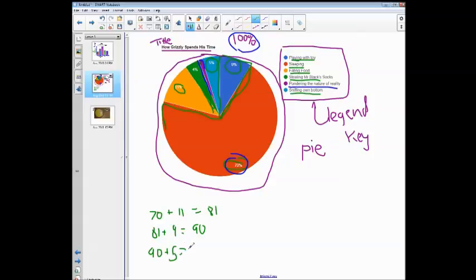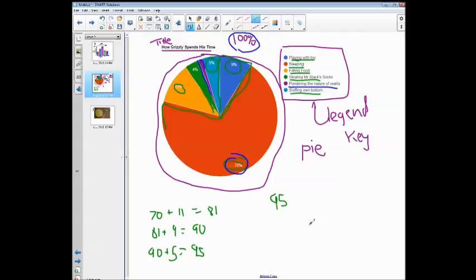That's 5. See, boys and girls, it's good to make mistakes. Mistakes are how we learn. 90. Look at this, I cannot talk and write at the same time. 90 plus 5, ladies and gentlemen, is 95. Not 94, 95. Okay, now we're up to 95%.